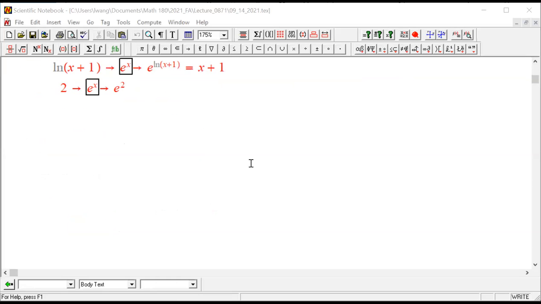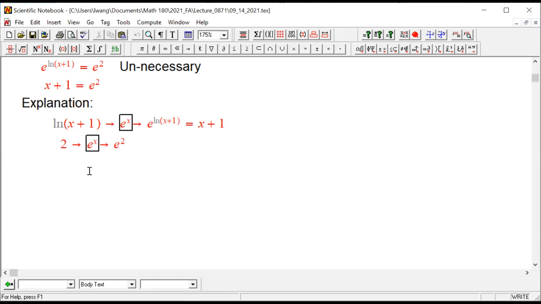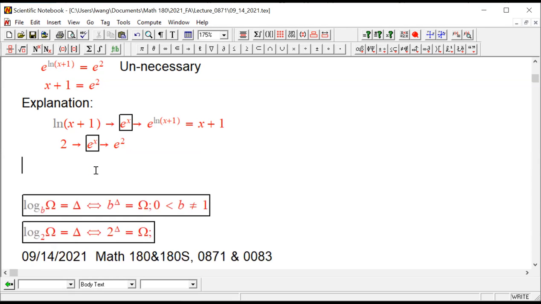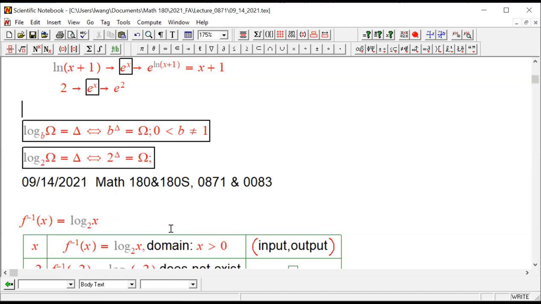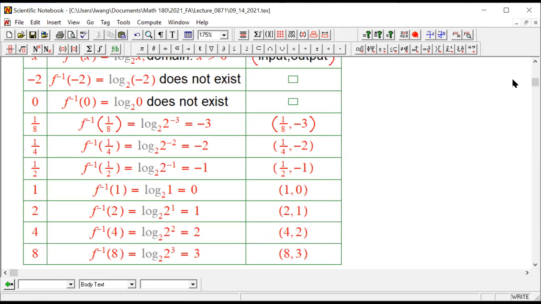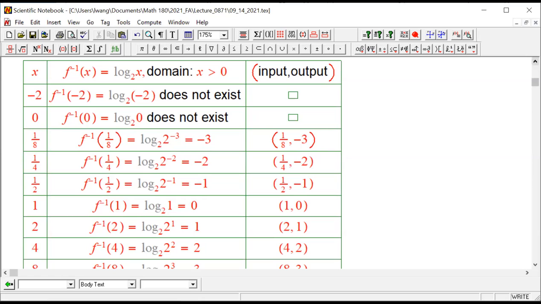Next, we're going to continue with what we left off yesterday. Okay, so what did we leave off yesterday? We have graphed log base 2 of x, right? We have graphed it. Shall we summarize?